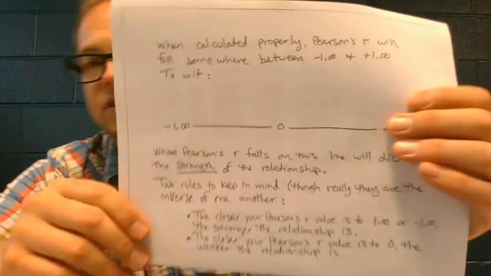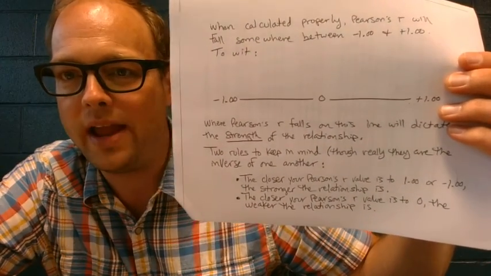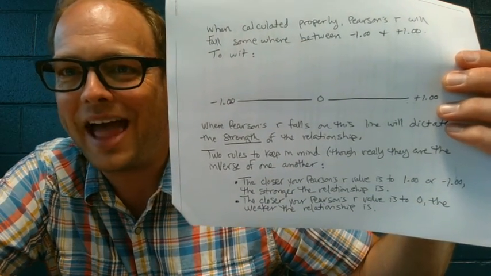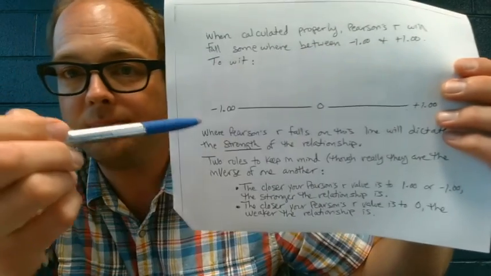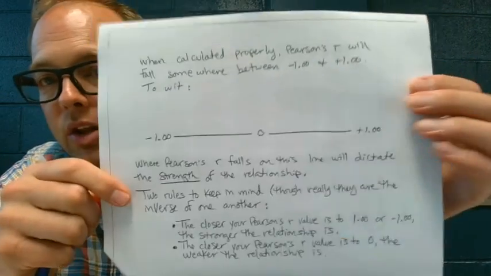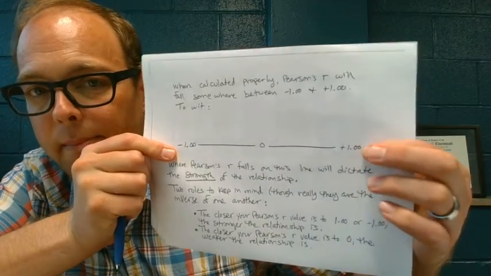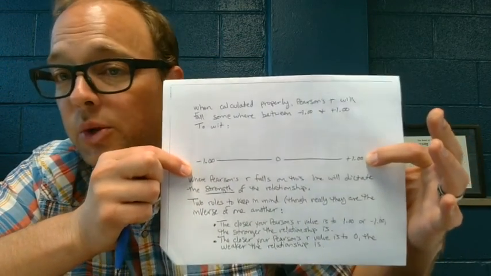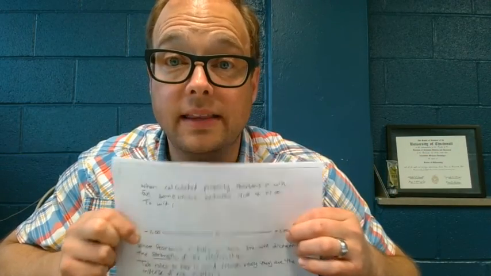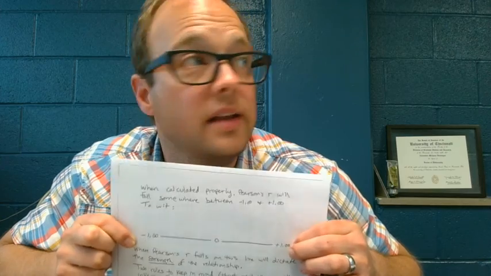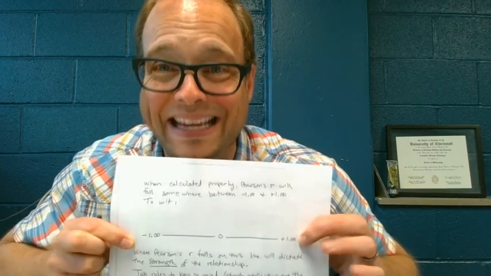In order to determine the strength or magnitude, all I got to know is how far away or close that value is from 0 or the limit of 1 or negative 1. Now when you look at this number line, you'll see there's a negative 1 down here on the left side and a positive 1 up here on the right side. There's a reason why those limits are there, and the reason is because the formula for Pearson's R does not allow for values to exceed these limits.